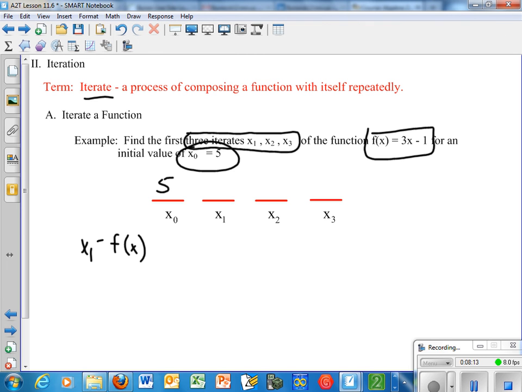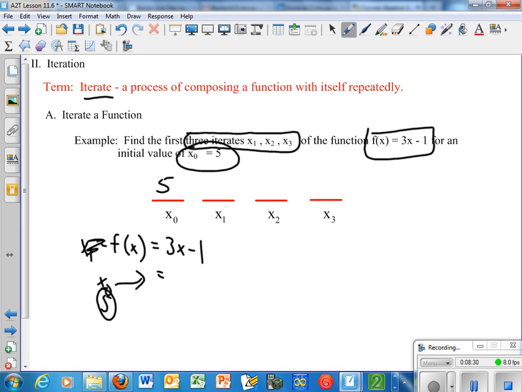Okay, all you do is take your function. To find x1, let's write down the function here. If I'm going to find x1, I plug in x0. So I'm going to put x0 into the function, which is 5. So I'm going to put 5 in for x. So right here I'll do 3 times 5, subtract 1. So that's 15 minus 1, which is 14. That is x1. Okay, so x1 is 14. That's the first iterate. We don't actually list x0 as an iterate. The first one is when you plug in the value of x0.